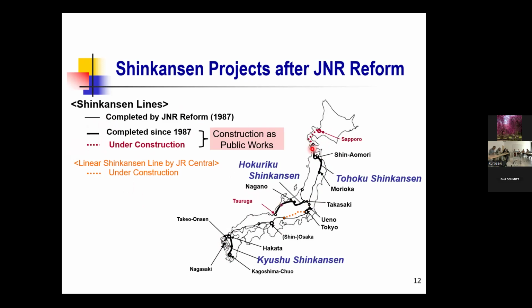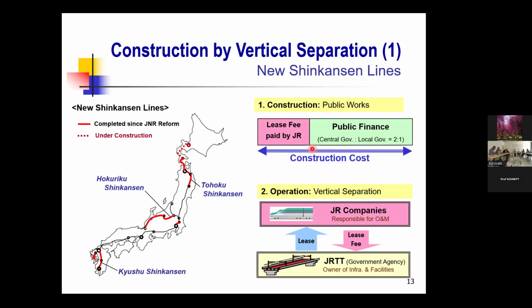As you can guess, the construction work of Shinkansen requires huge amount of finance. And if the independent JR companies pay these finance, the JR companies cannot cover the construction costs. Therefore, construction of Shinkansen are implemented as public works. And the projects are implemented by vertical separation.